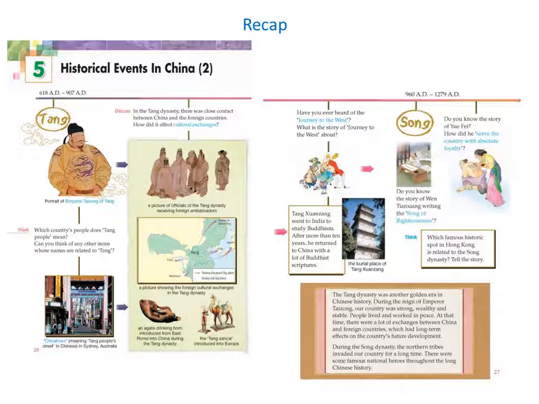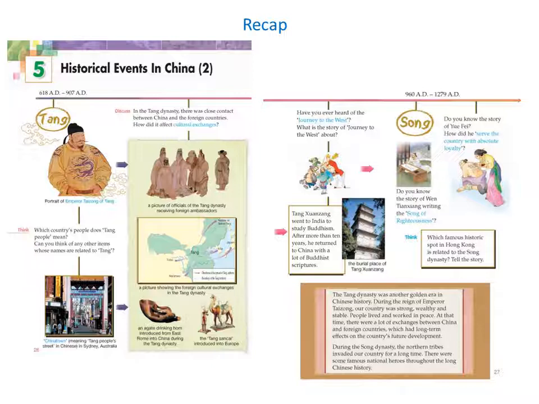If you can see the timeline here, the Tang dynasty started in 618 AD and it lasted till 907 AD. And the Song dynasty started in 960 AD and it lasted till 1279 AD. So that's the timeline when these emperors ruled China. And during these times, we can see how cultural exchanges were promoted with foreign countries. And we can also learn about the loyal Song officials.